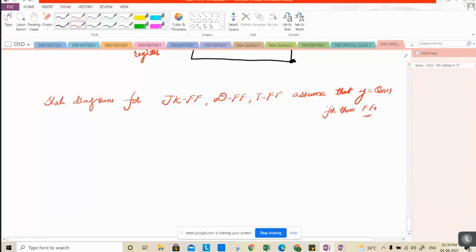Do we have any output y in JK flip-flop, D flip-flop, T flip-flop? No, sir, there isn't. Right, if it is a JK flip-flop, what do we have? J, K, Qn, then it is Qn plus 1.